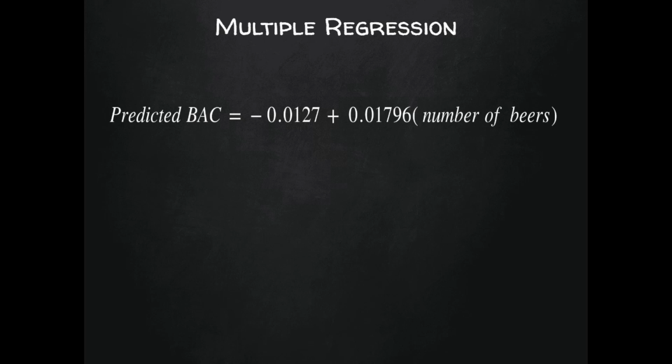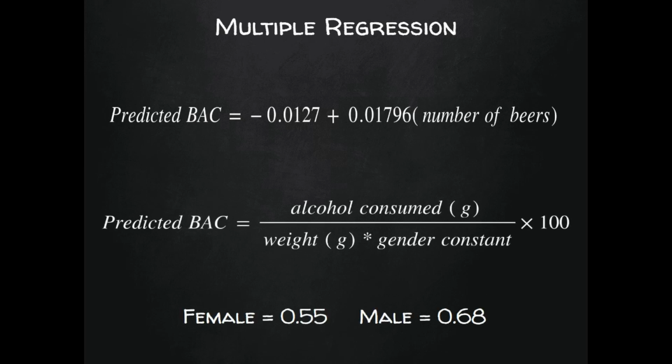You can imagine that there's more variables involved with your blood alcohol concentration than just how many beers you consumed. It turns out that there's a more complicated formula that uses not only how much alcohol you consumed, but also your weight and your gender as well in order to calculate your predicted blood alcohol concentration. This would be called a multiple regression model because it takes into account more than one variable to help explain our predicted blood alcohol concentration.